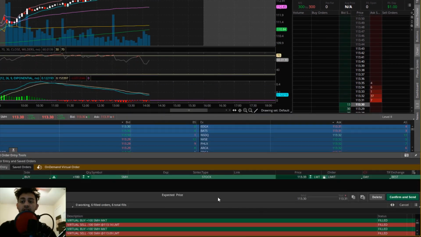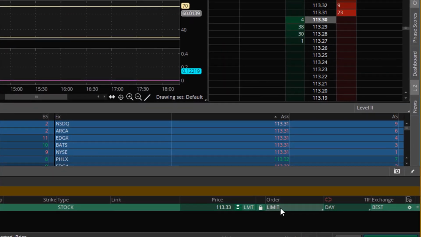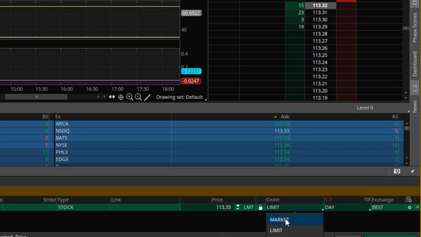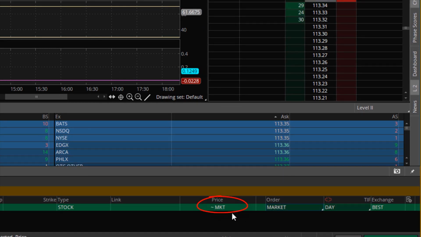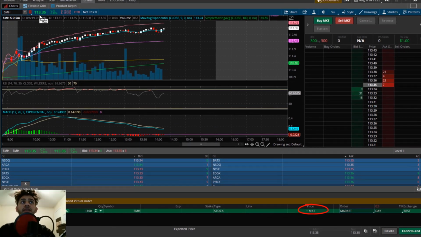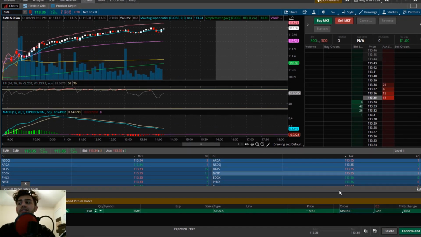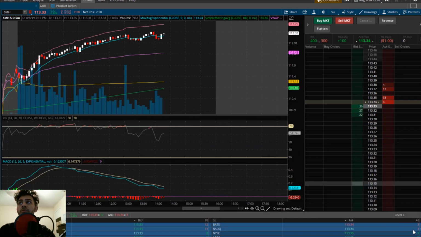We're going to click edit. Now it's already on limit order by default, but let's hit market order. Notice with market order, it doesn't say a price because we're buying it at the market. Right now it's currently at $113.35. Let's click confirm to do that market order.